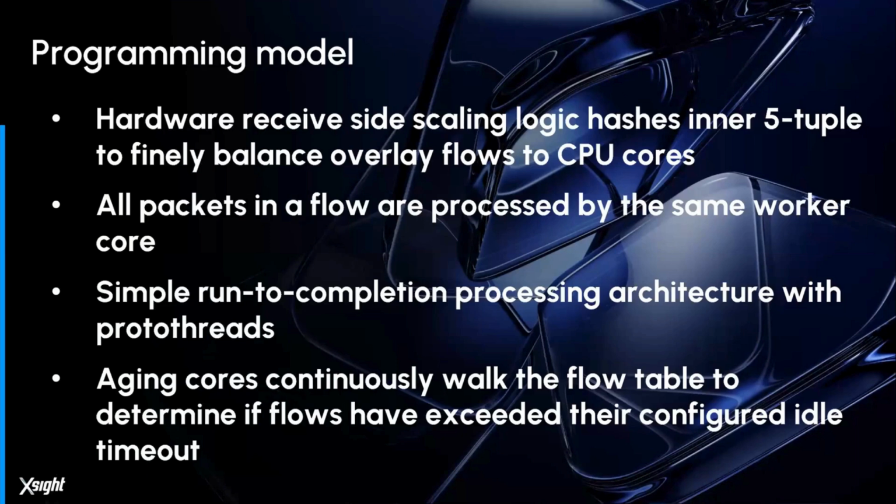So, a little bit more about the programming model. We make use of the hardware's receive side scaling logic. The RSS performs a static hash over the inner 5 tuple. This allows us to finely balance the overlay flows to CPU cores by looking at the inner 5 tuple. All packets in a flow are processed by the same worker core, so the RSS is essentially pinning flows to cores. And it's a simple run-to-completion processing architecture with proto-threads.